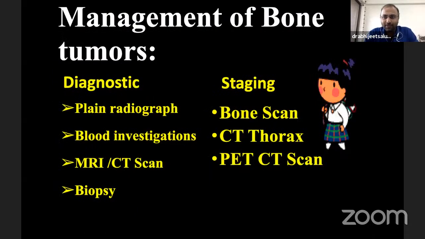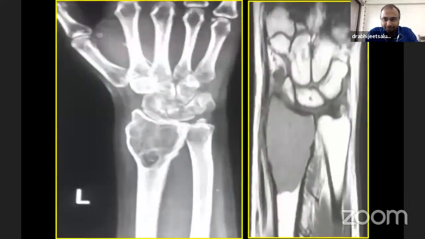So after the plain X-ray, we'll ask for blood investigations, followed by MRI, followed by biopsy if required, and staging investigations, as Rishi described very well. It will be bone scan, CT thorax, or PET scan as per the lesion. This is just a rough idea of the diagnostic and staging investigations. It is all based on a combined effort from clinical examination, X-ray, and MRI, and the next investigation should be planned accordingly.